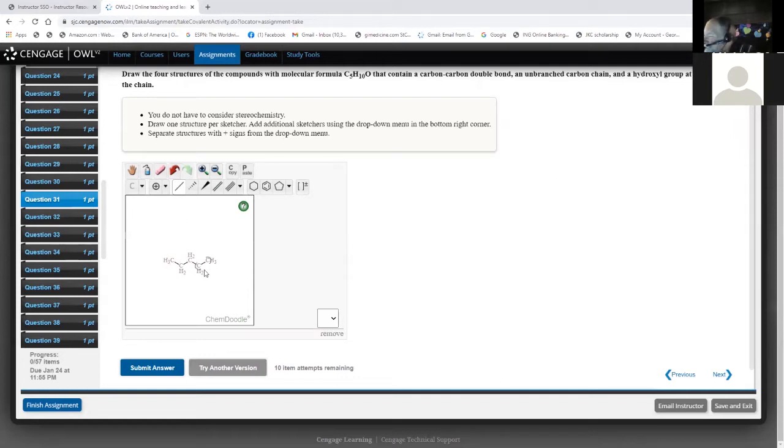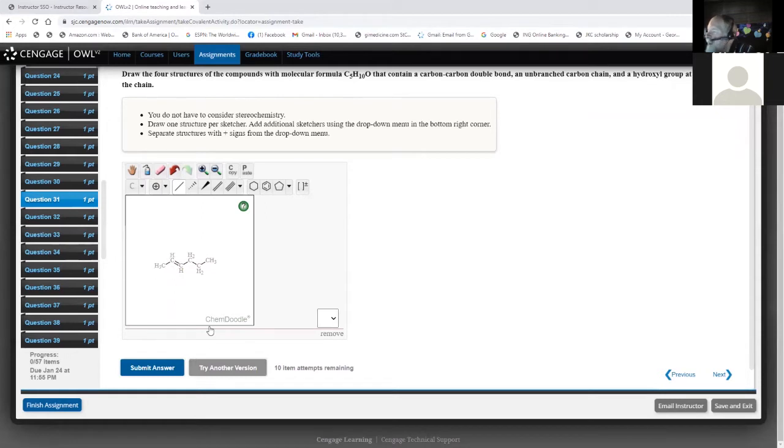1, 2, 3, 4, 5. And it says a double bond. It doesn't say where the double bond has to be, so we can put it on the end, right? The structures need a double bond and an unbranched carbon with a hydroxyl at the end of the chain. Well, there's one end and there's 2. So we're going to put a hydroxyl there.